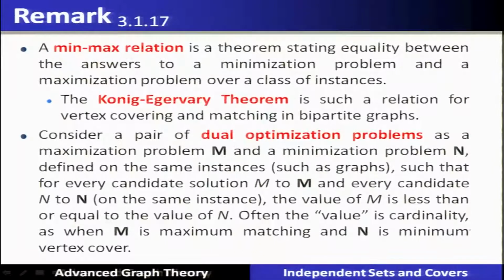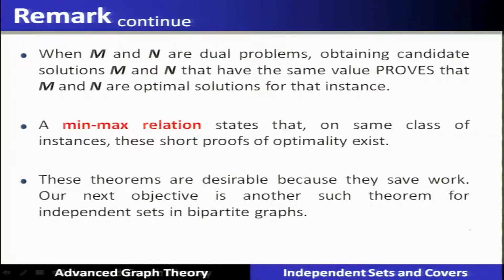Now, consider dual optimization problems, a maximization problem M and a minimization problem N defined on some instances such that for every candidate solution to M and every candidate solution to N, the value of M is less than or equal to the value of N. Often the value is cardinality, as when M is maximum matching and N is the minimum vertex cover. When M and N are dual problems, obtaining candidate solutions to M and N that have the same value proves that they are optimal solutions for that instance, and that we have seen in the König-Egerváry theorem. These theorems are desirable because they save work.